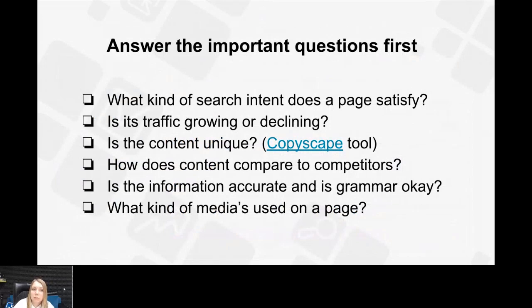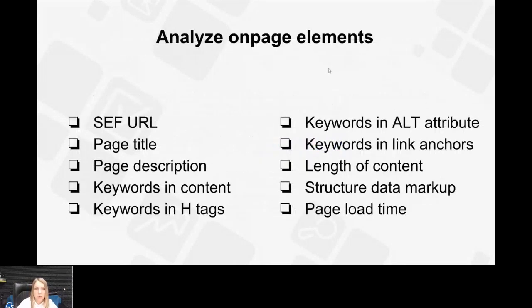But it's important to identify those drops and identify the reasons causing those drops. When we analyze landing pages, we should answer some important questions first, like what kind of search intent a page satisfies? Is its traffic growing or declining? Is its content unique? How does content compare to competitors? Is the information accurate? And what kind of media and graphics are used on that page? Because you really need both strong and optimized content. It's not enough just to optimize poor content. The content should be strong, and the SEO should be strong too to get really great results.